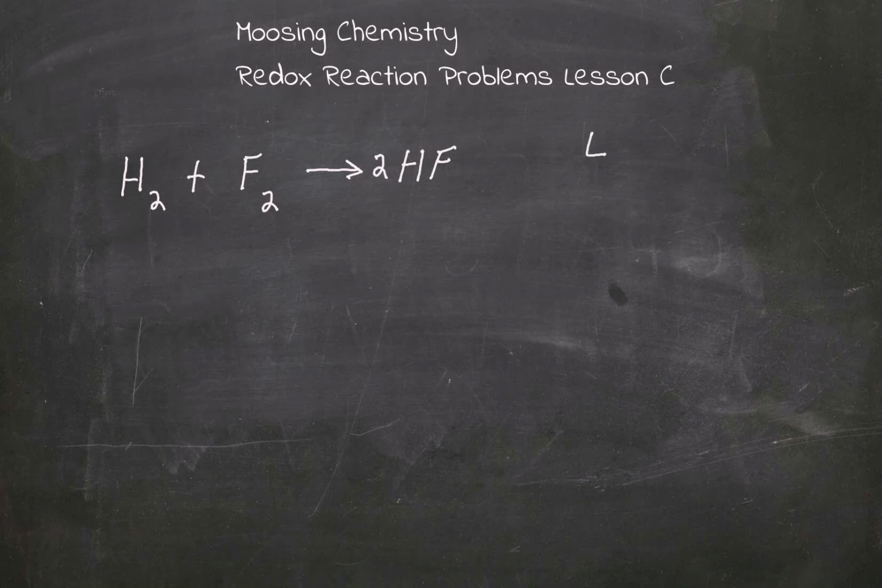Remember, Leo the lion goes grr. And this means lose electrons, oxidize. Gain electrons, reduce. Okay, so let's look at this.